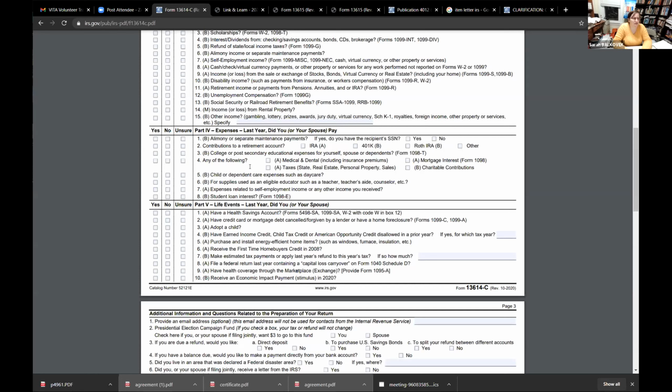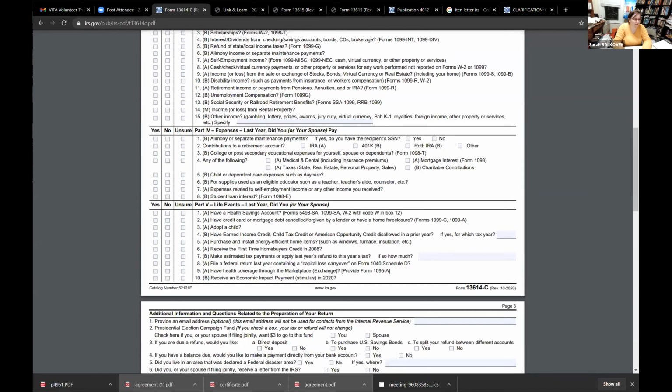For supplies used as an eligible educator, such as a teacher, teacher's aide, counselor, I promise you every single teacher will know about this rule. You are allowed to deduct up to $250 of money that you spend out of pocket for your classroom. So they will know that they will have their expenses and that sort of thing.